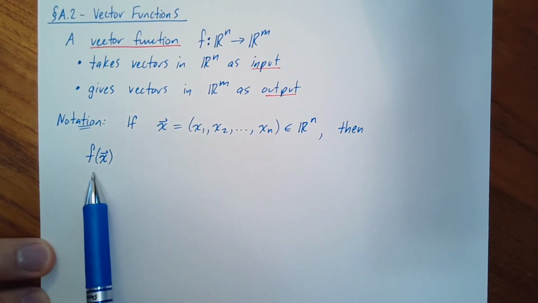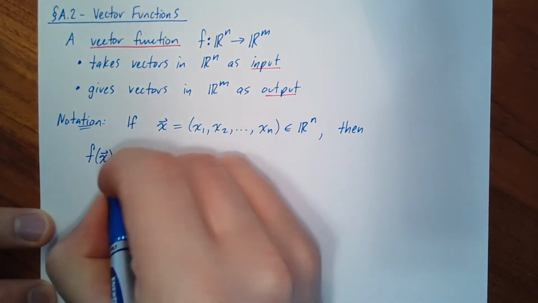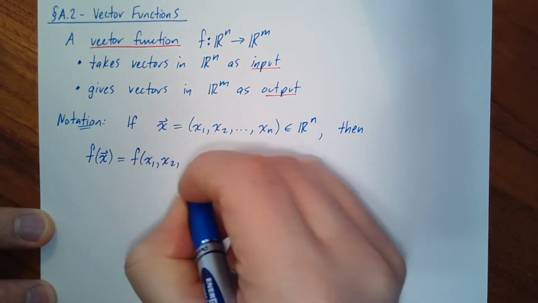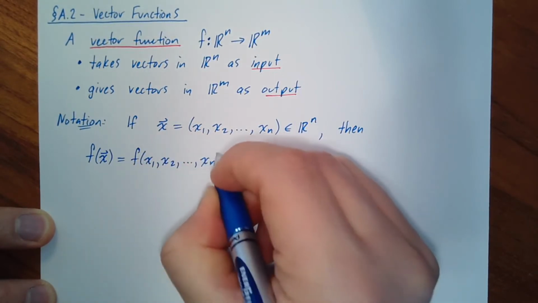And also, there's another way to write this. Sometimes you'll also write it as f of x1, x2, all the way up to xn.